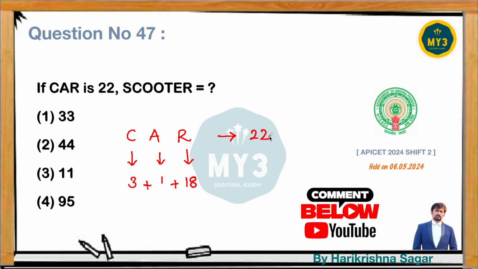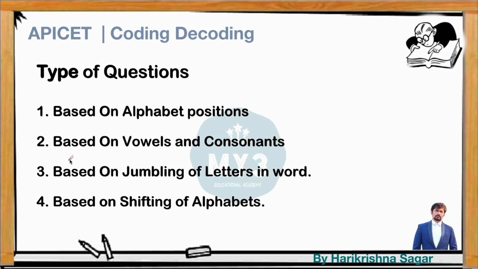Car is equal to 22. Then how the word scooter is coded is the question. So you can just take the alphabet positions and add up and check what can be the answer choice. Pause the video, solve the question and comment your answer choice in the below. Let's look at the next question.